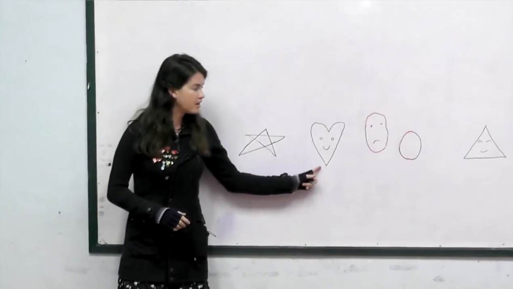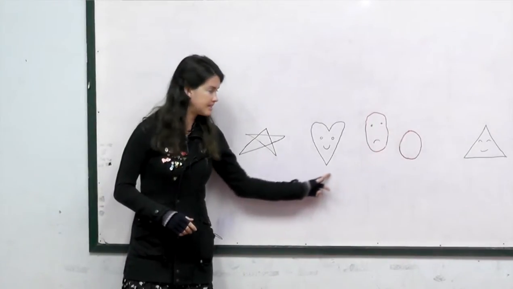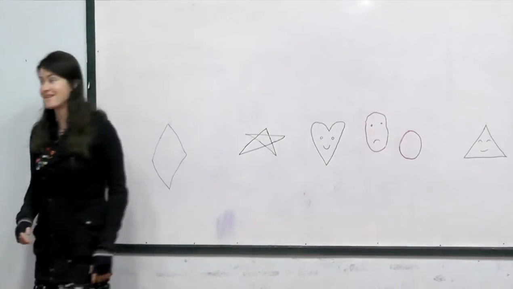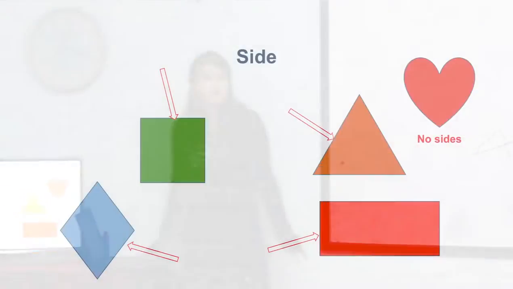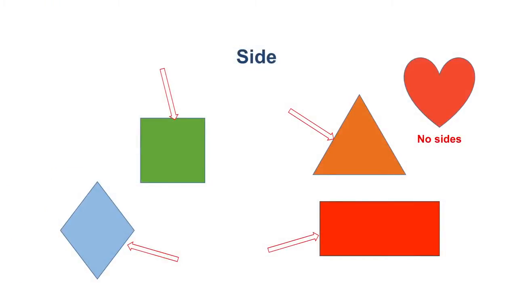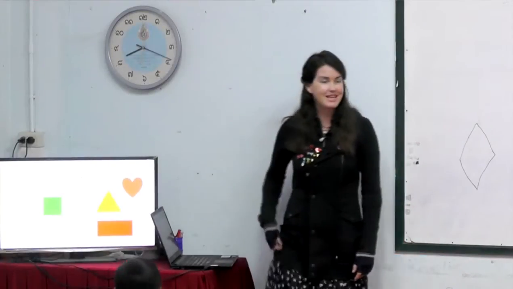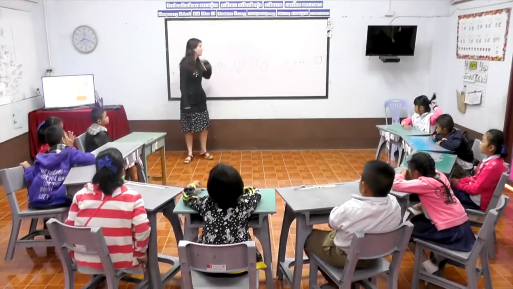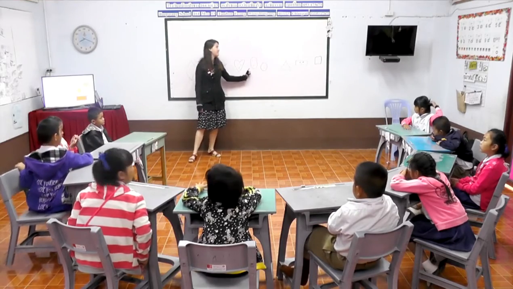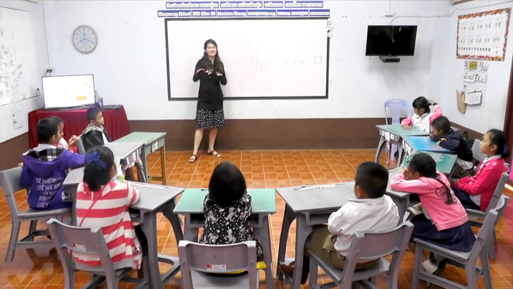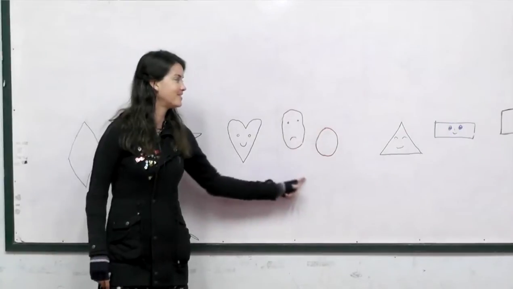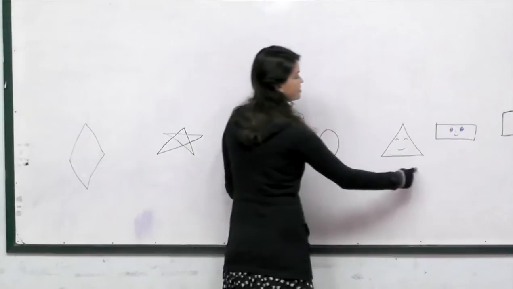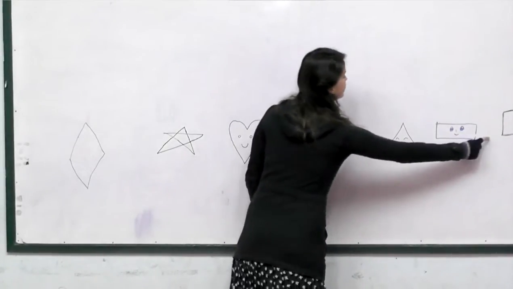So for the heart, it does look like we've got some sides down here, but once they curve, that makes them not have any sides. So our heart, does it have any sides? No sides. And oval. What other shapes don't have sides? The oval, we don't see any lines on our oval or on our circle. They don't have any straight lines like this triangle and the rectangle and the square.